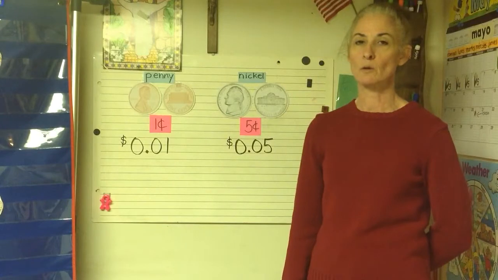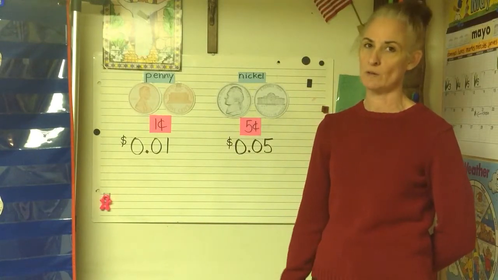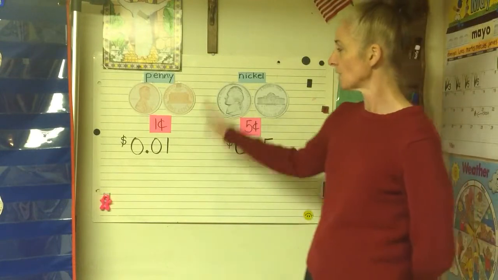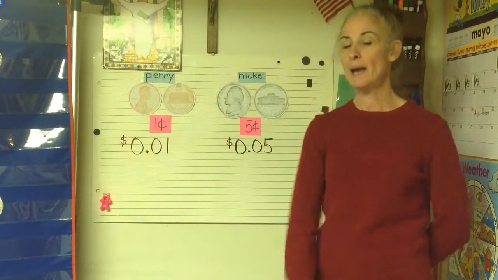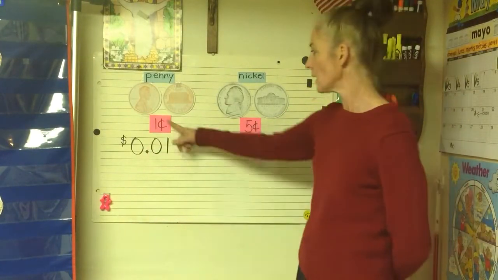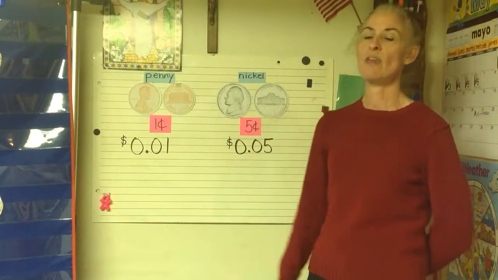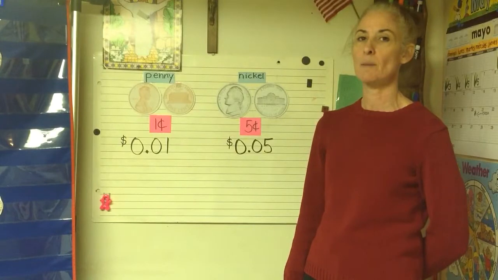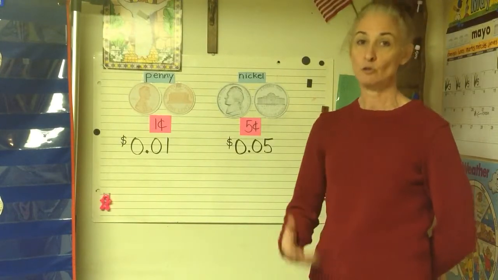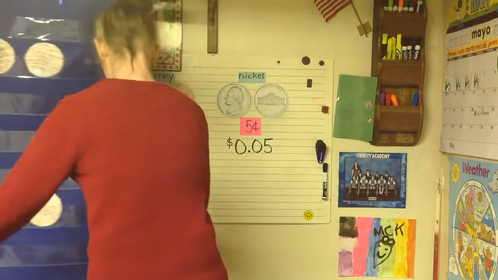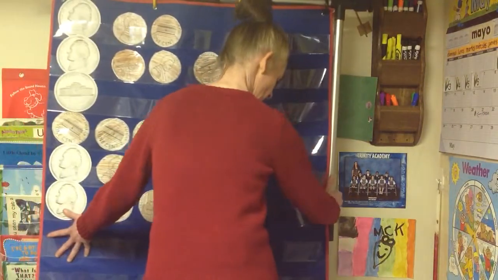Okay, so what we're going to work on today is combining coins. In a way, we're going to be adding. And if it were all pennies, we would count by, right, ones, because each penny is 1 cent. If you had all nickels, then we could count by 5. Today we're going to combine nickels and pennies to count. You should have your coins there with you right now. Okay, I already have some in the pocket chart.